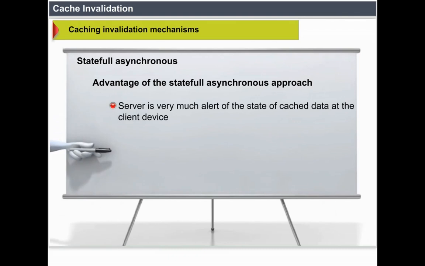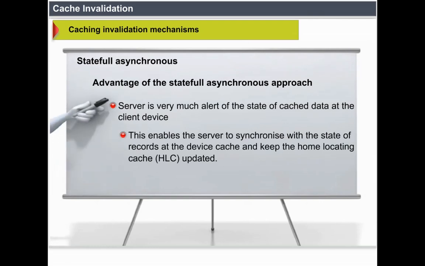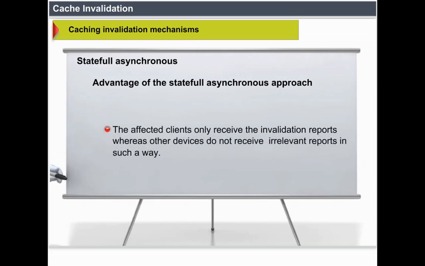Server keeps track of the state of cached data at the client device. This enables the server to synchronize with the state of records at the device cache and keep the home location cache HLC updated. Only the affected clients receive the invalidation reports and other devices are not flooded with irrelevant reports.